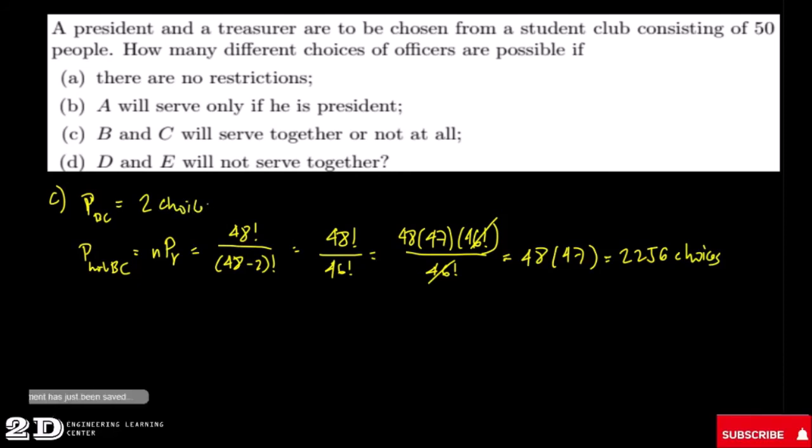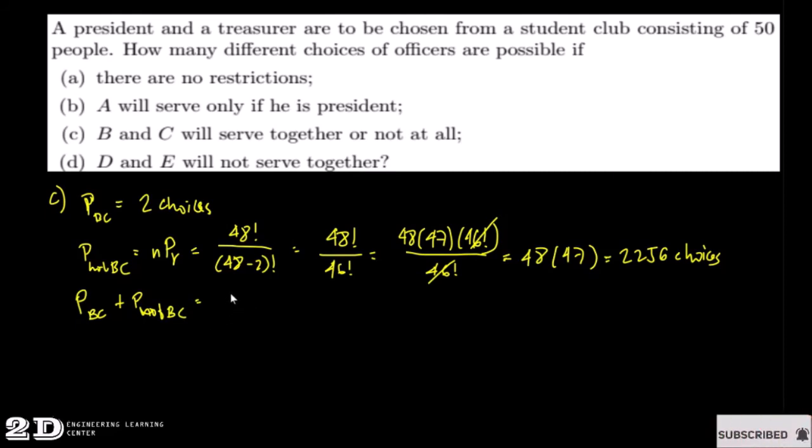So the total now, P of BC plus P of not BC. These are mutually exclusive events, so we'll just add the two. So two choices plus 2256 choices. So this will be equal to 2258. So add 2 with 2256 choices, and this will be our answer.